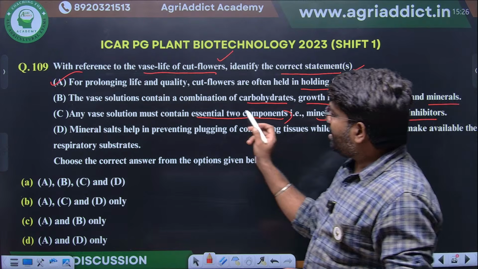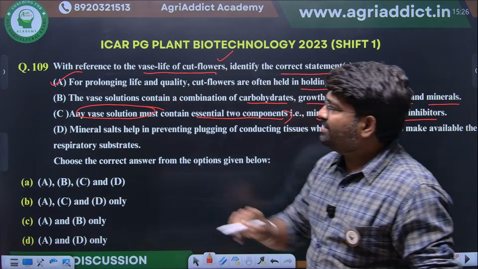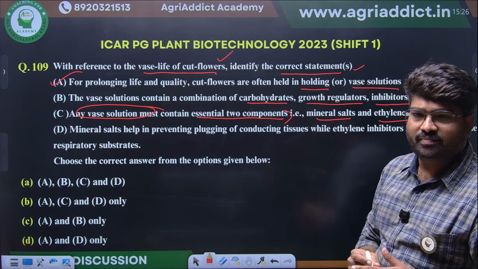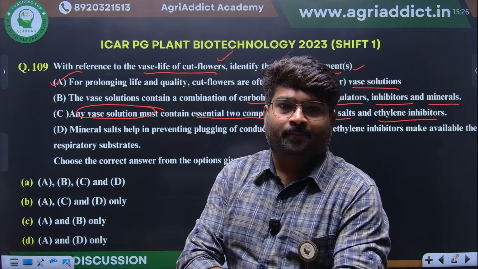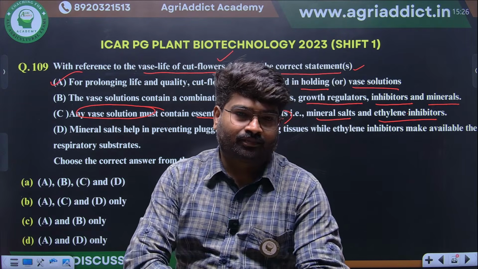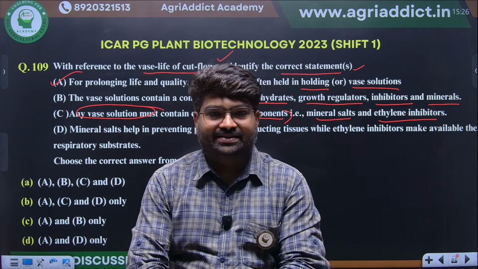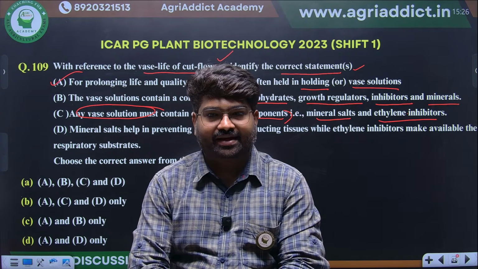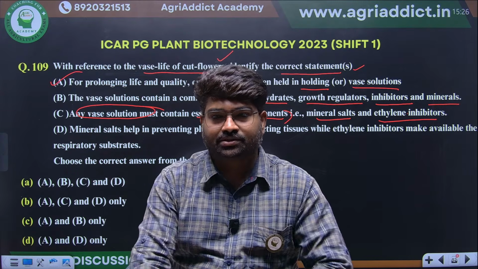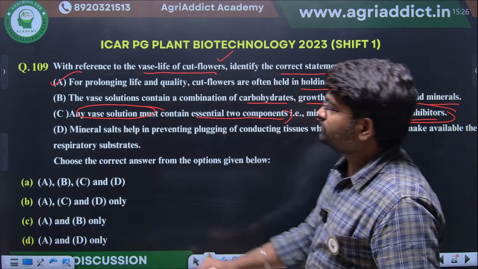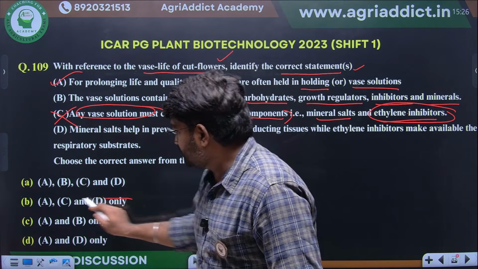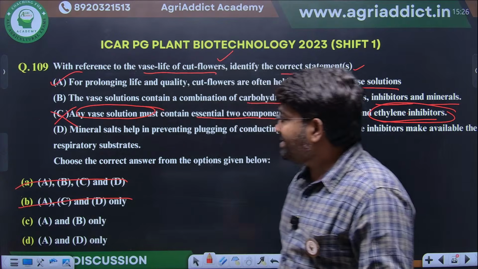Whether all the vase solutions should have it, no, it's not mandatory to have the ethylene inhibitor. Whatever flowers are sensitive to petal senescence, that means ethylene mediated petal senescence, only for those will we use the ethylene inhibitors in the vase solution. So C will never come. Okay, A will come.